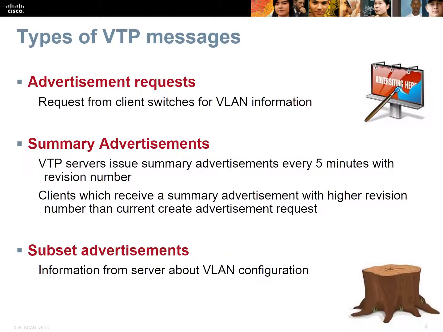VTP message types. You have an advertisement request saying, hey, I need some stuff, please tell me what you've got. You have a summary advertisement: every 5 minutes we send out a message saying, guys, are you all up to date? This is the current revision number, and if you're not up to date, let me know, and I'll give you the information you need. If you're one revision behind, then a subset advertisement will say, here's what's changed since the last update. So you don't have to receive the entire VLAN table if you're only one revision behind.